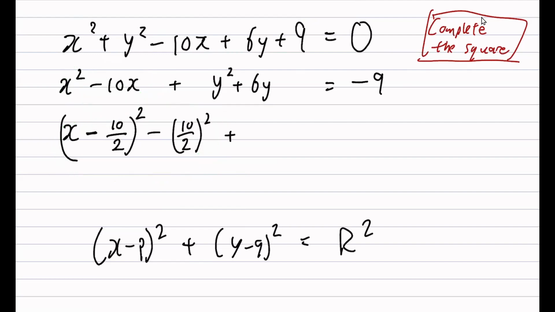Plus, next one, try. What would it be? y squared plus 6y. Complete the square: y squared, no more square, open bracket y plus 3, yes. Close bracket, square, right? Must have a square first. Minus, how do you get 9? 3 squared.